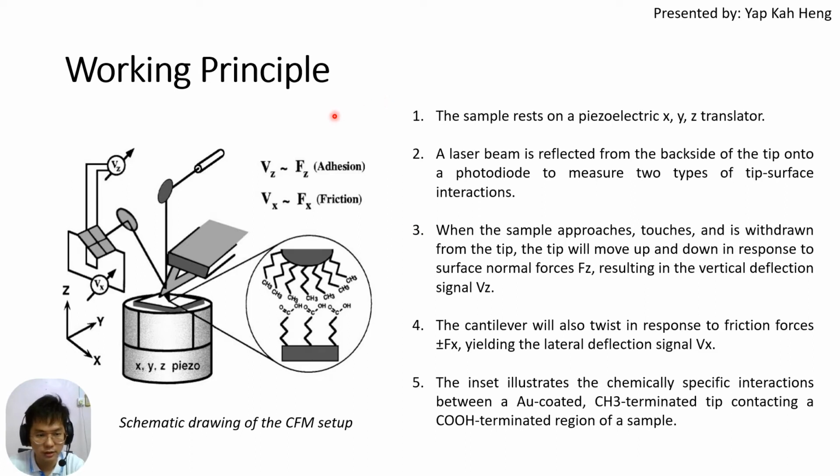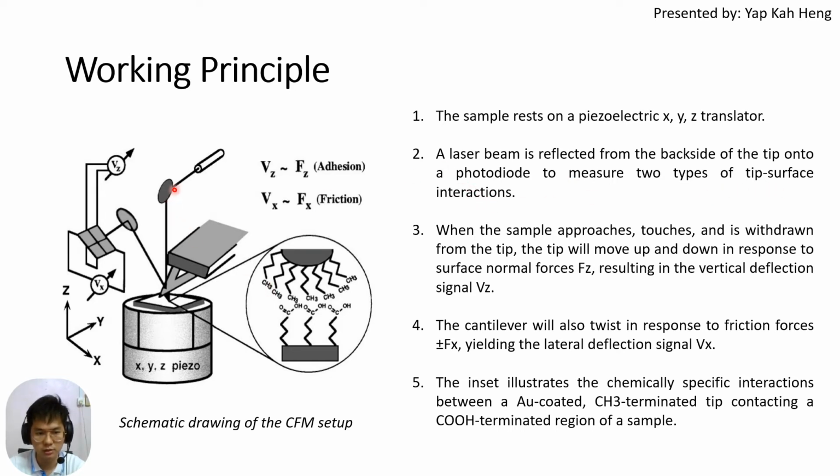Alright, so we need to understand the working process in the CFM. Firstly, we give a biological sample based on the piezoelectric XYZ translator. We put the sample over here, and we have the three vectors X, Y, Z. Then a laser beam is reflected from the backside of the tip onto a photodiode to measure two types of tip-surface interaction.